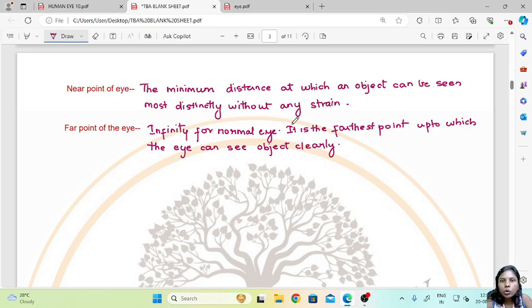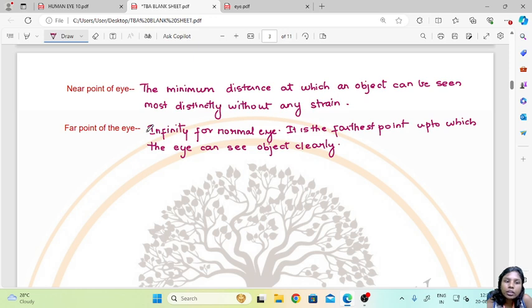So now say I am looking at a certain object. It may be very close to my eyes. If I try to keep this pen very close to my eyes, my vision will start to blur out and I will strain my eyes. Or if I keep it very far, where I cannot see it, I will again have some strain on my eyes. So it is that in-between distance at which you can see an object very clearly without any strain on the eyes, and for normal eyes, it is 25 centimeters.